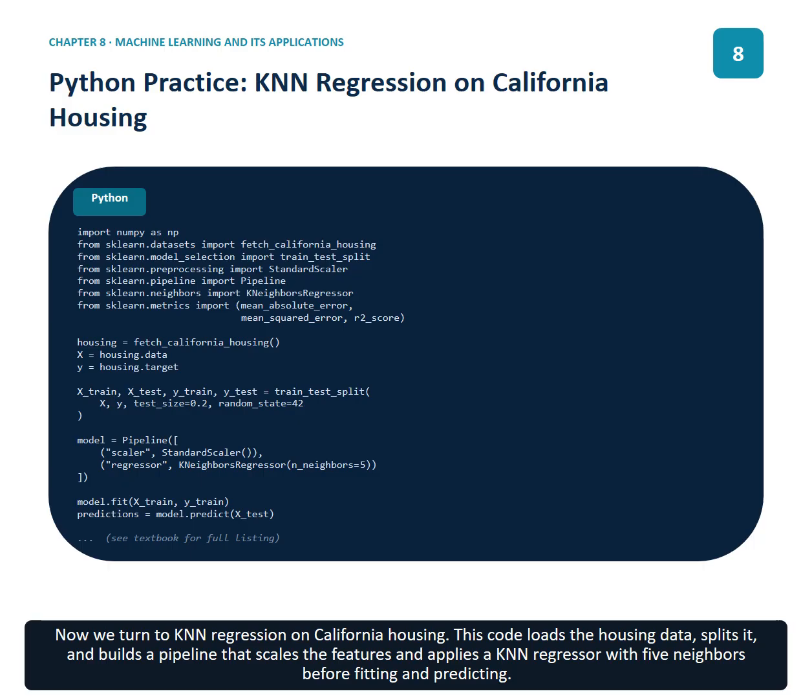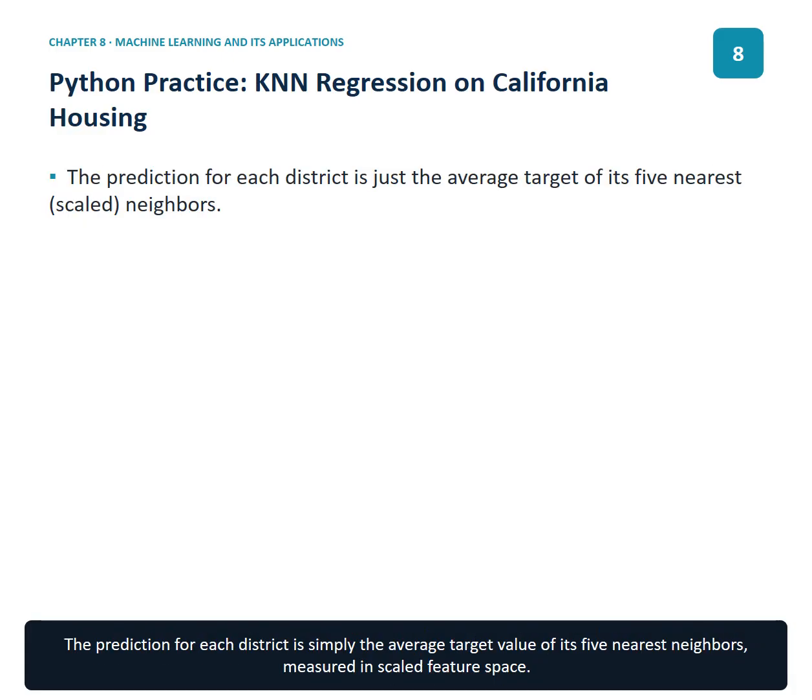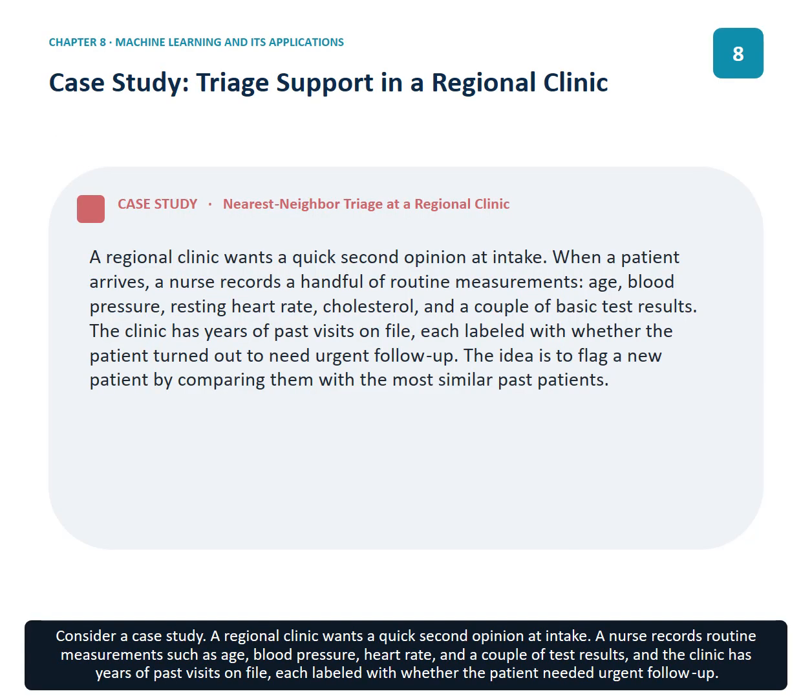This code loads the housing data, splits it, and builds a pipeline that scales the features and applies a KNN regressor with 5 neighbors before fitting and predicting. The prediction for each district is simply the average target value of its 5 nearest neighbors, measured in scaled feature space. Consider a case study.